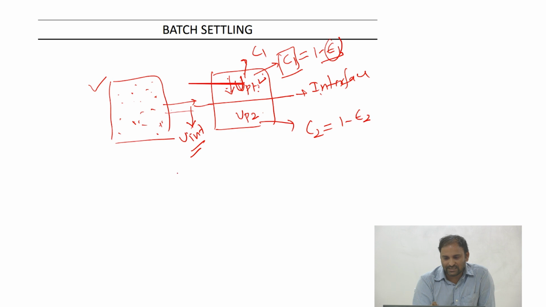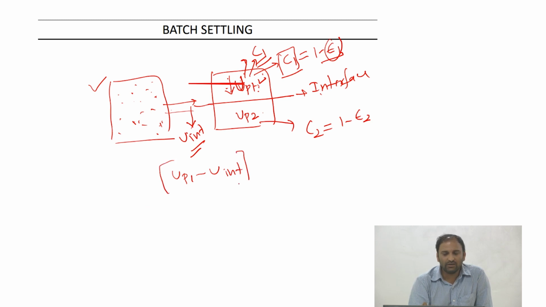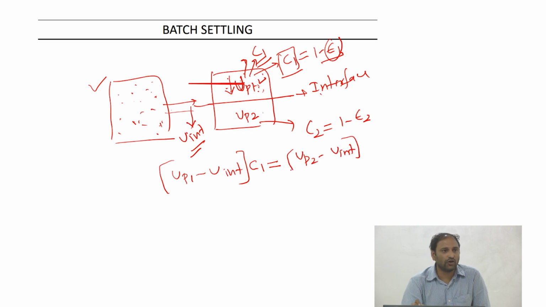That mass balance reads like this: U_P1, the particle settling velocity in the region where the concentration is C1, minus U_interface, which gives the relative velocity of the particles with respect to the interface, multiplied by the particle concentration in the above zone, should be equal to U_P2 minus U_interface, the relative velocity of the particles in the bottom zone with respect to the interface, multiplied by C2.